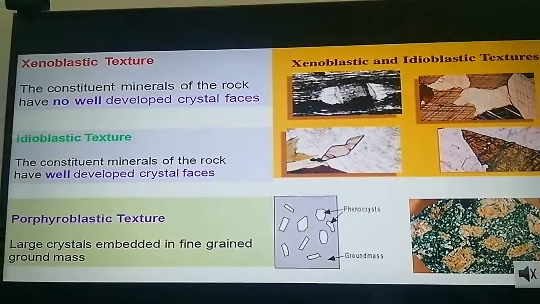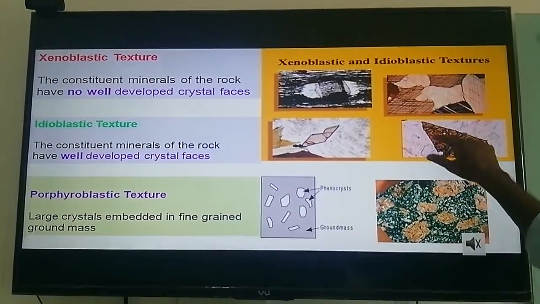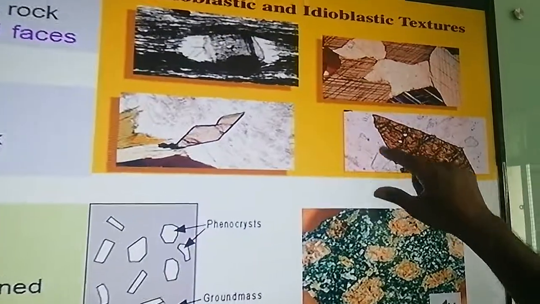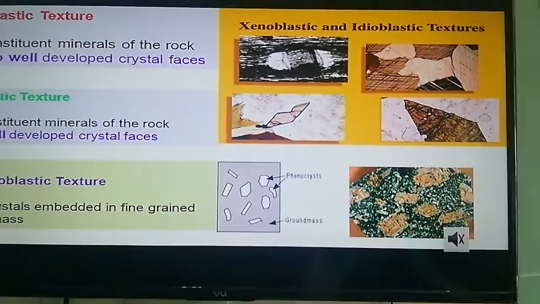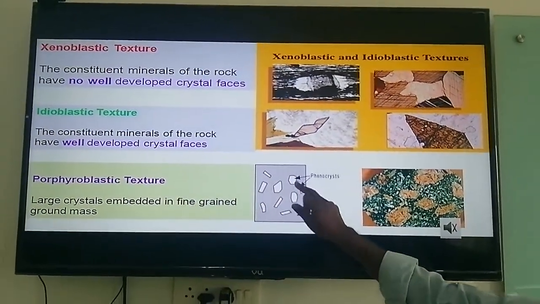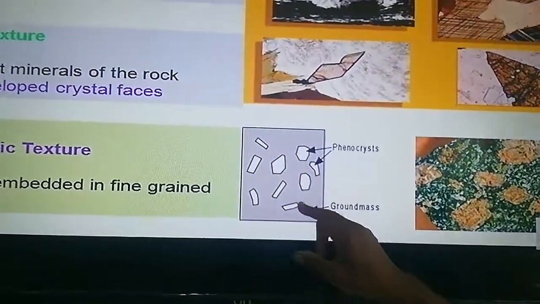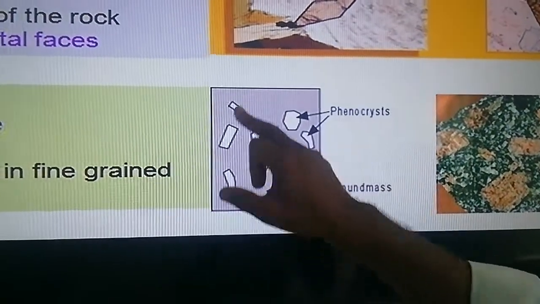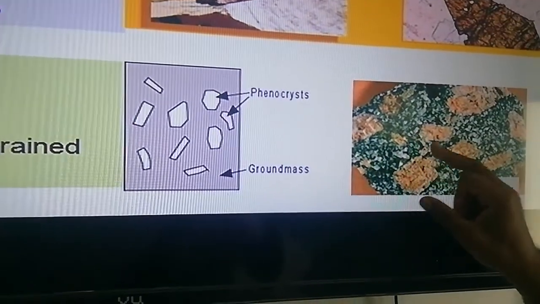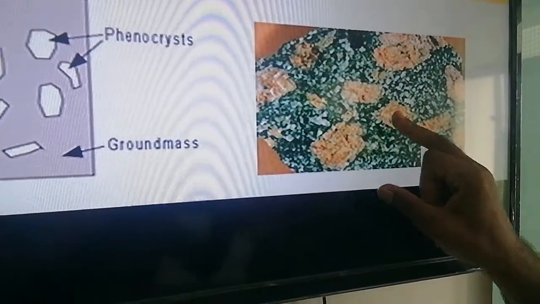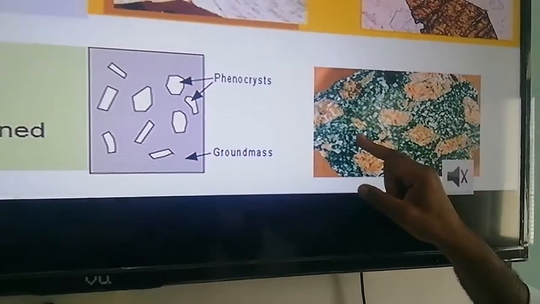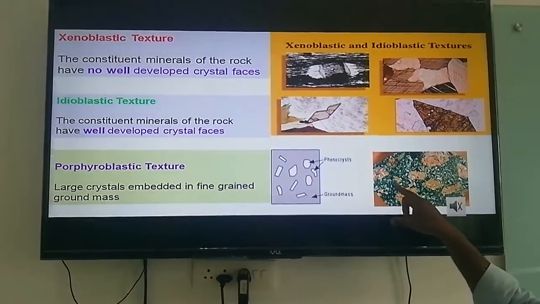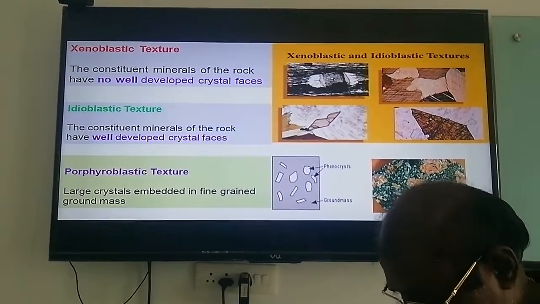Idioblastic texture. Here the minerals of the rock have well developed faces. That means the shape is very clear. You can see here also the face is very clear. Porphyroblastic texture. So big minerals or phenocrysts are embedded in the fine-grained groundmass. You can see here, these are the phenocrysts or big minerals which are embedded in the fine-grained matrix. So in such a case we say the rock is exhibiting porphyroblastic texture.